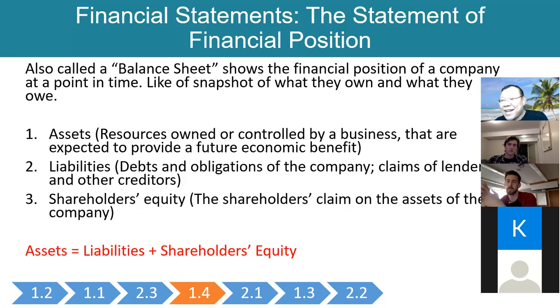And liabilities, I think it's quite straightforward. That's the owing. It's the legal obligations of payment you have to make in the future to the creditors. And shareholders' equity, that's basically shareholders' money. Okay, so those are the three major components on this statement: assets, liabilities, and shareholders' equity.